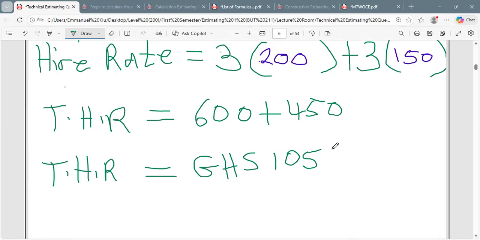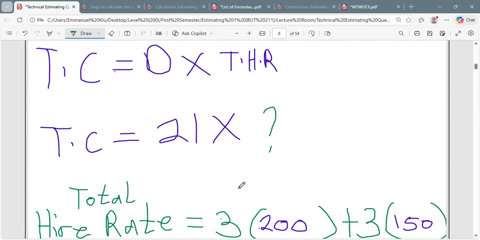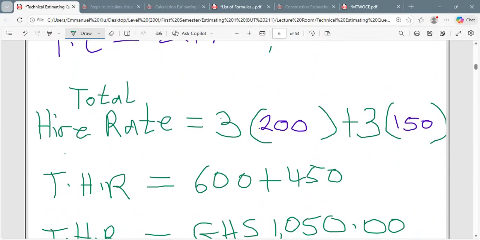As I'm writing over here, now we can go and set our total hire rate and the total cost, and then we are good to go. Okay, so let's quickly do that. Let's proceed.